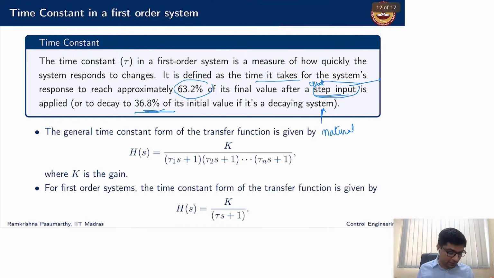Now, in general, I can write any transfer function in the time constant form. It could have n poles and so on, where I have a system gain k and a series of poles. For first order systems, the time constant form takes this form: a constant gain k, and in the denominator tau s plus 1, with the pole being at s equal to minus 1 over tau.